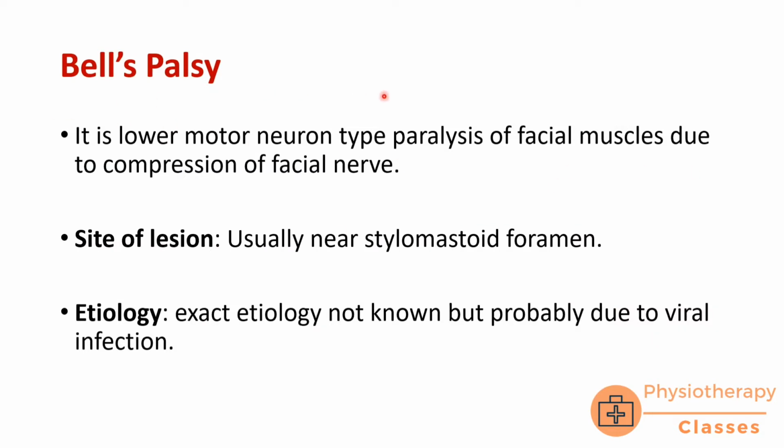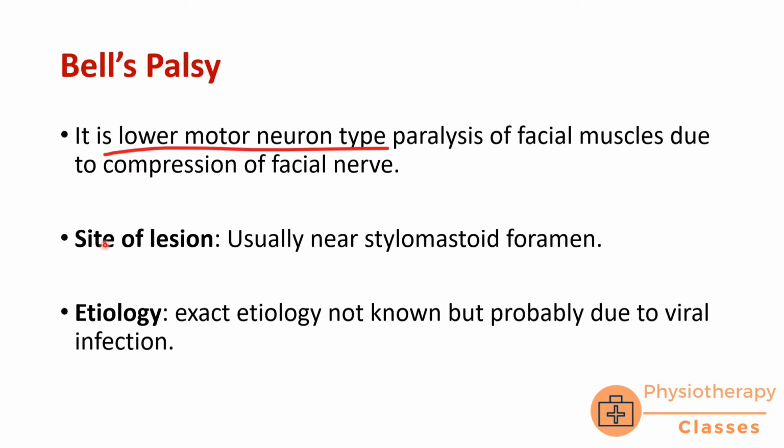So what exactly is Bell's palsy? It is lower motor neuron. So we have to concentrate on this term. It is lower motor neuron type of paralysis of which muscles? Facial muscles, and due to compression of facial nerve. So here the nerve involved is the facial nerve. The muscles which are paralyzed are the ones which are supplied by facial nerve, that is the muscles of facial expression, the facial muscles. And which type of paralysis is this? This is the lower motor neuron type of paralysis. After some time I'll explain to you what exactly I mean by lower motor neuron and upper motor neuron.